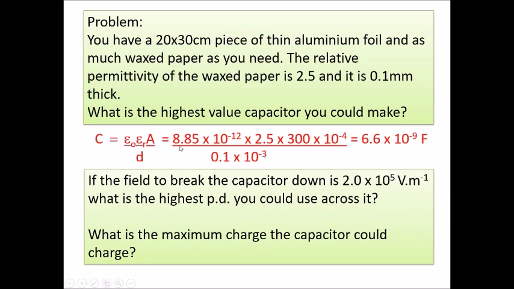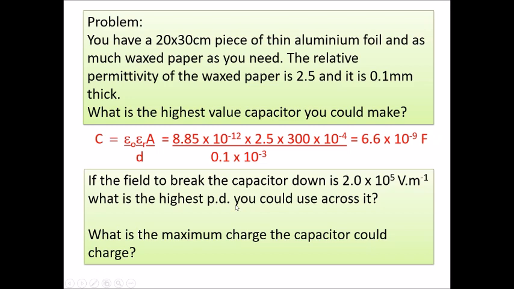So the capacitance is going to be the permittivity of free space times the relative permittivity times the area. This is 20 by 30, so 600 centimeters squared, but we need half for each plate, so 300 centimeters squared, times 10 to the minus 4 to convert centimeters squared to meters squared. The separation of the plates is 0.1 times 10 to the minus 3 meters, which gives a capacitance of 6.6 times 10 to the minus 9 farads.